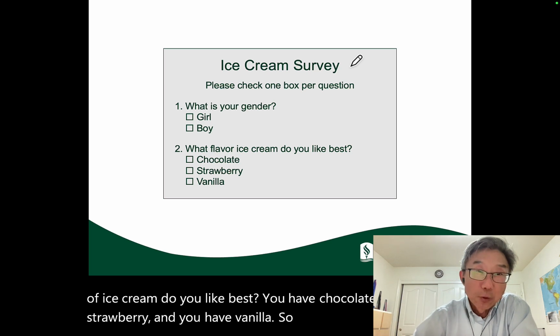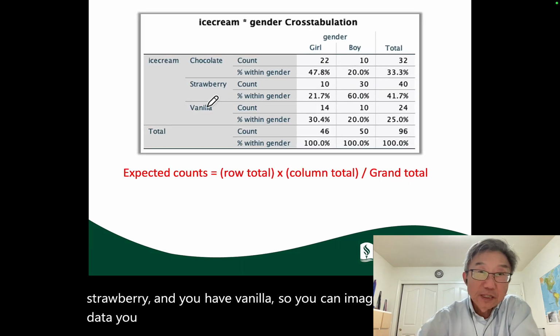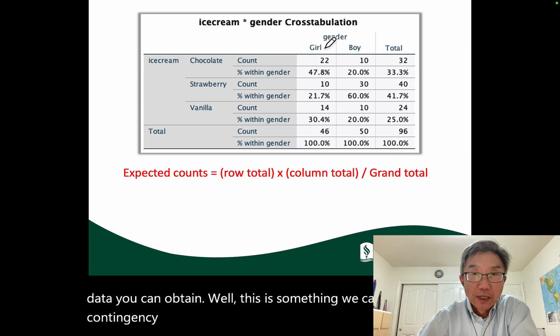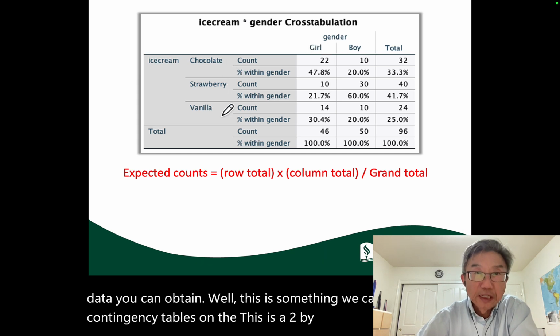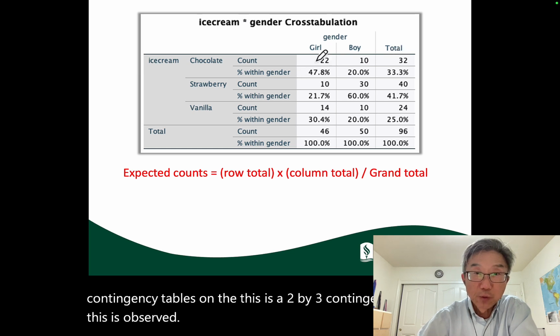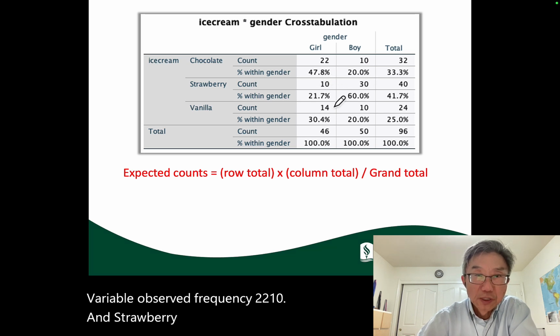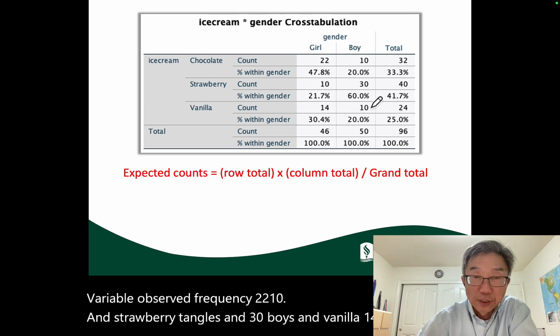So you can imagine what kind of data you're going to obtain. Well, this is something we call a contingency table. This is a 2 by 3 contingency table. So this is the observed frequency: 22, 10, and strawberry, 10 girls and 30 boys. And vanilla, 14 girls and 10 boys.